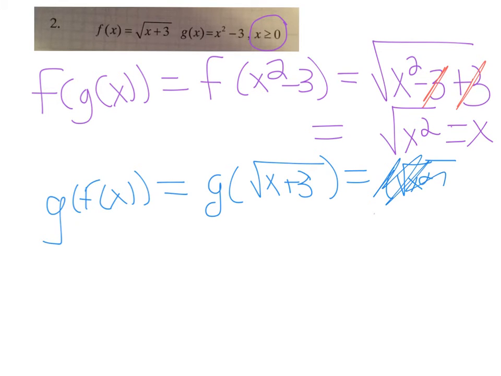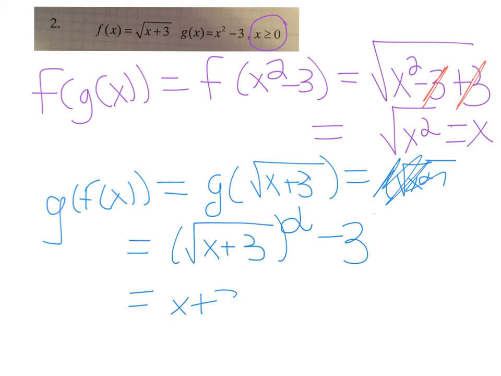Cross that off. Means I'm going to have the square root of x plus 3 squared minus 3. Well, a square and a square root undo each other, so now you just have x plus 3 minus 3. And the plus 3 and minus 3 undo each other, leaving you with just x. And again, you have verified it because g of f of x equals x, and f of g of x equals x. Now you're going to go try number 3 and come back to the video and make sure you did it right.